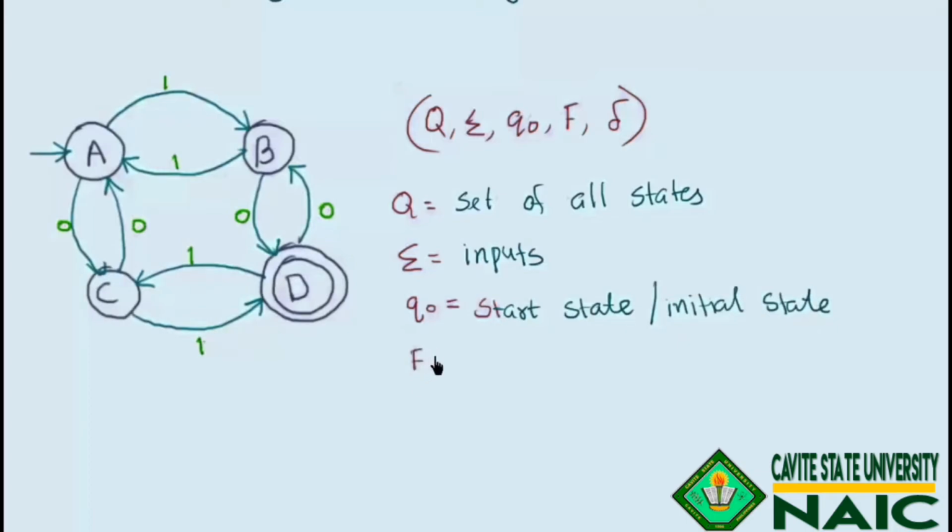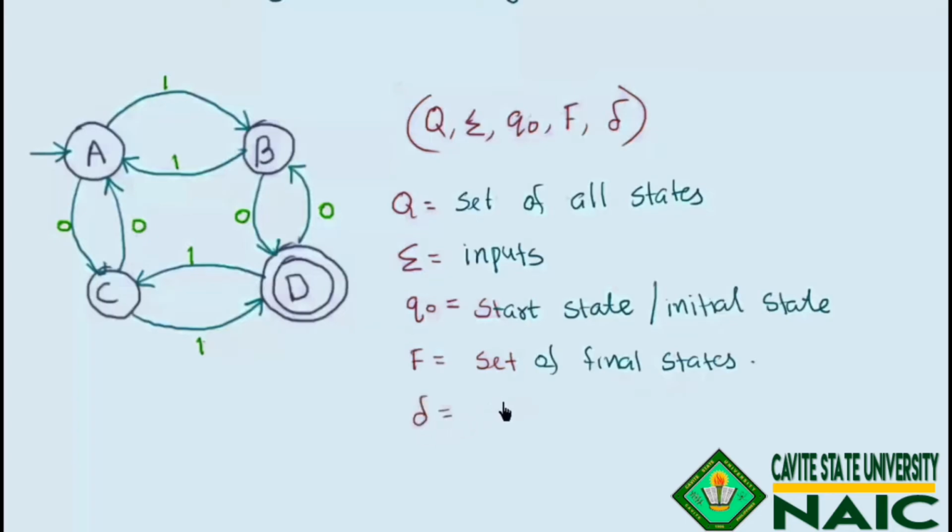And then the next one is F. F is the set of final states. The set of final states is known as F. So here in this example, we have only one final state, but we could even have more than one final state.